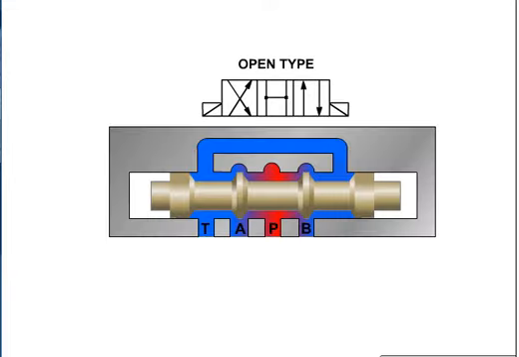This open type configuration connects P, T, A, and B together, giving us an open center and work ports that drain to the tank. This configuration is often used in motor circuits to allow freewheeling in neutral.